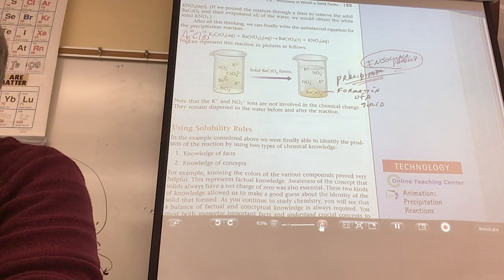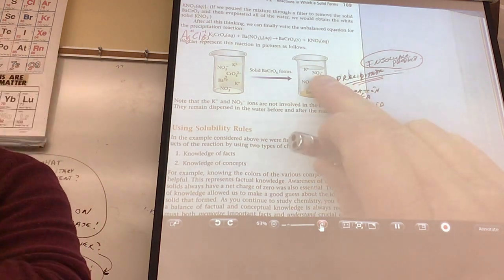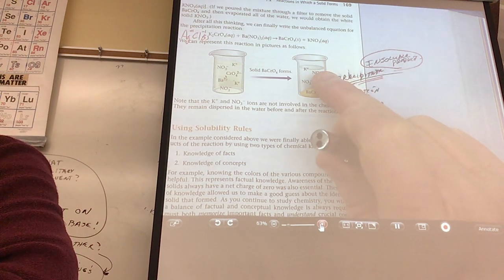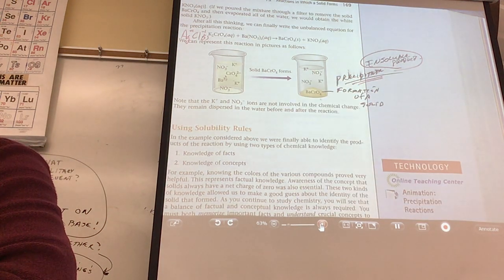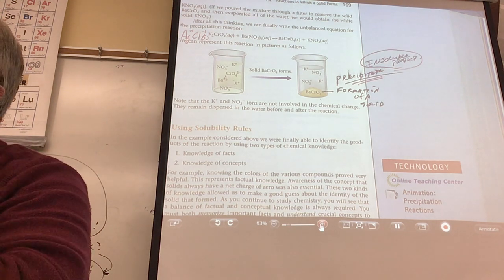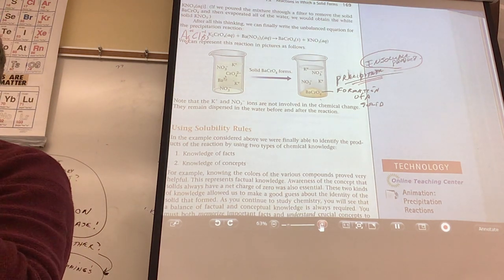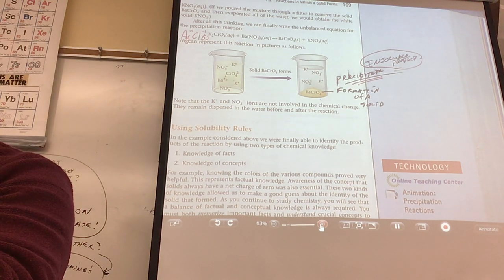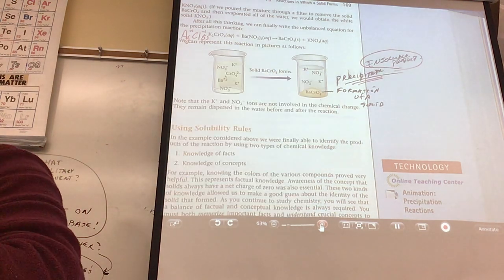And by the way, if you were to look up on that chart, again, I'm sorry I didn't have you in today. What about potassium nitrate? If you look over there on that chart, it'll tell you that potassium nitrate is soluble in water. That's why it didn't come out in the form of solid. It's still floating around like ions.